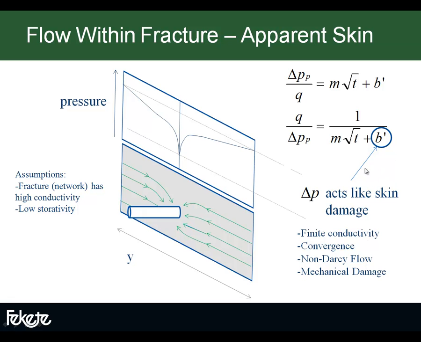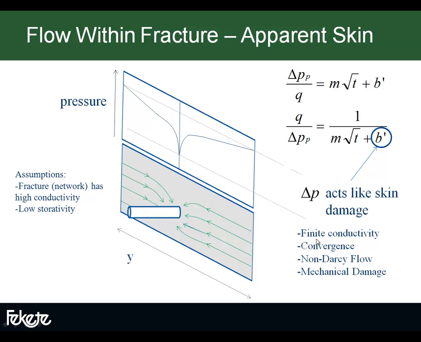The source of this skin is most likely due to finite conductivity in the fractures. We all know that these fractures are not infinitely conductive. They do have some resistance to flow. And so that finite conductivity in the fracture system is going to cause that B prime to appear. If we have a low conductivity in the fracture system, that B prime could be quite large. If we have a high conductivity in the fracture system, then that B prime could be much smaller.